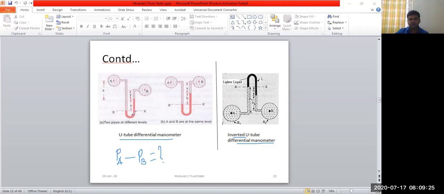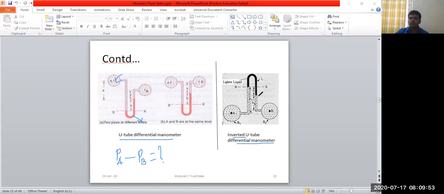This is the U-tube differential manometer, and this is the liquid that is in the manometer, and this is the liquid that is flowing in the pipe. So there are two different liquids. One liquid is flowing in the pipe, and the other liquid, generally mercury, is put in the manometer. So this is the heavy liquid. That's why this glass U-tube is below the pipeline.